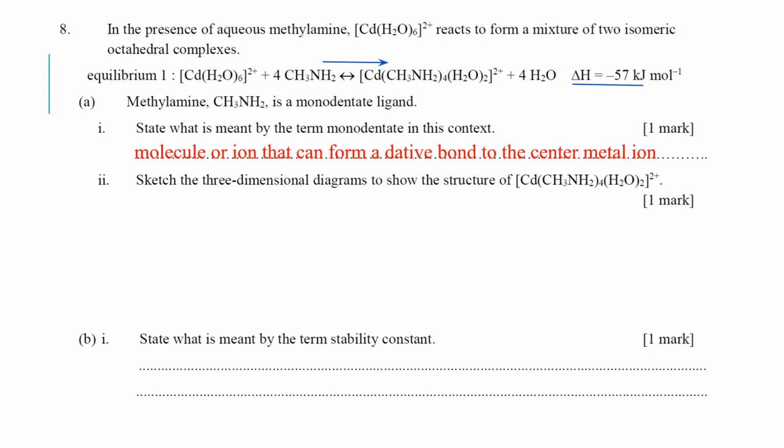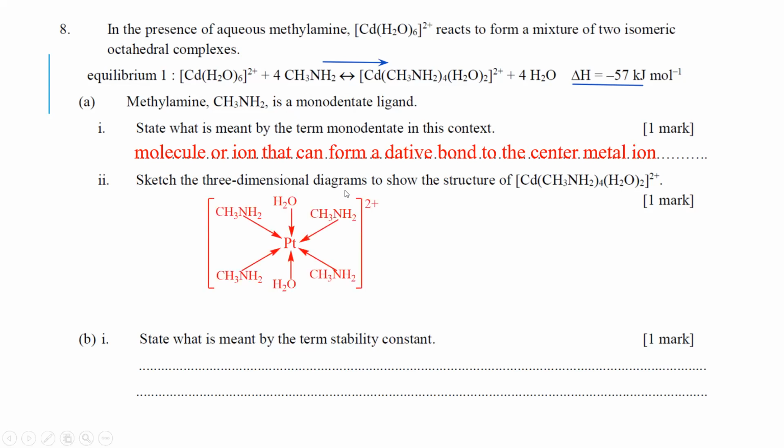Okay, and then number two, sketch the three-dimensional diagram to show the structure of [Cd(CH3NH2)4(H2O)2]2+. So you have to draw the structure of how this takes place. I'm so sorry, I also typed an error in here. It's supposed to be cadmium, not platinum. Cadmium, Cd, this one.